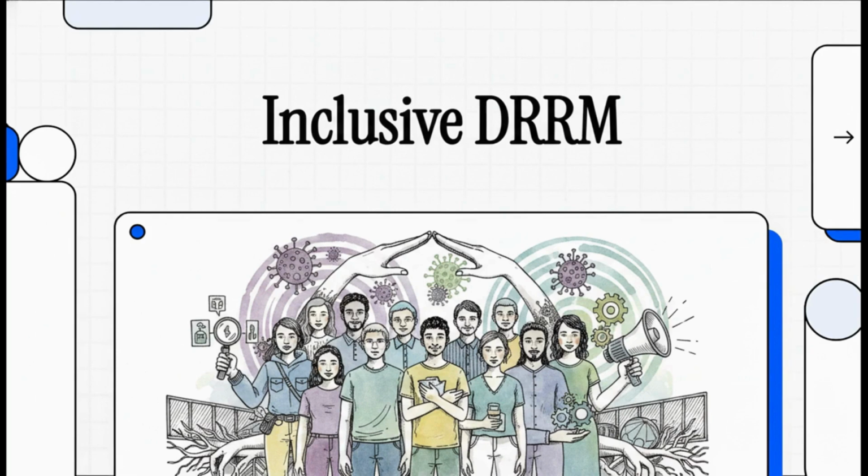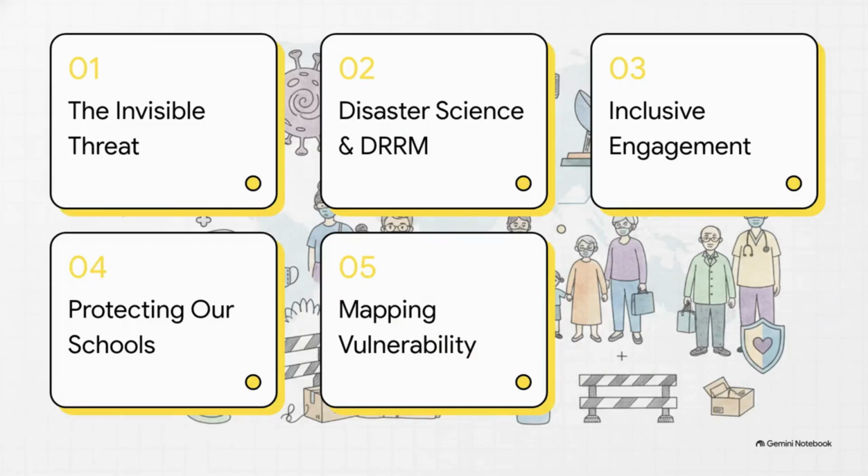When we talk about disaster preparedness, we usually think of earthquakes or typhoons, but preparing for an invisible threat requires a totally different framework. And the absolute key to surviving and recovering from those threats? Inclusion, making sure every single vulnerable group is accounted for. Okay, let's dive right in.